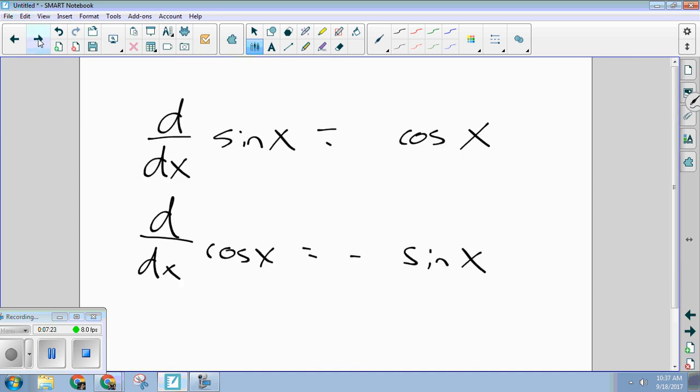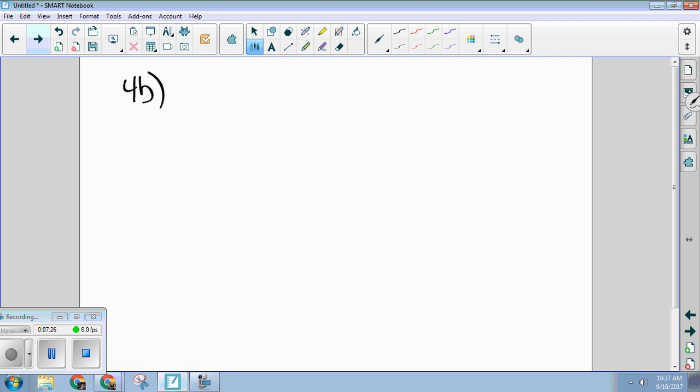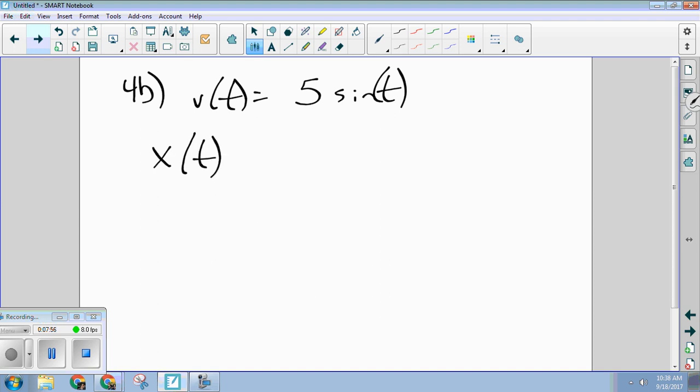Let me do this. So here's what we know. This is 4b. We know that our velocity at time t is 5 sine of t. This question isn't asking you for change, it's asking you for an instantaneous position. You guys understand why that's different? Okay, we're not looking for change. So let's see if we can come up with an expression not for change in position, but an actual expression for position as a function of time.